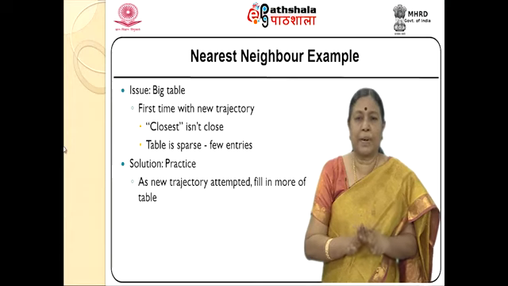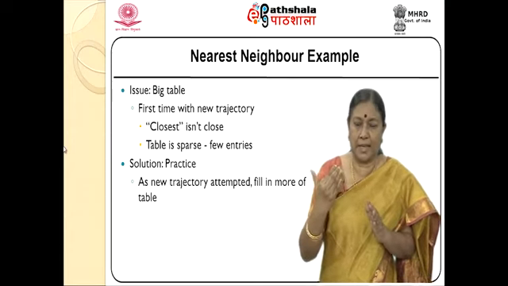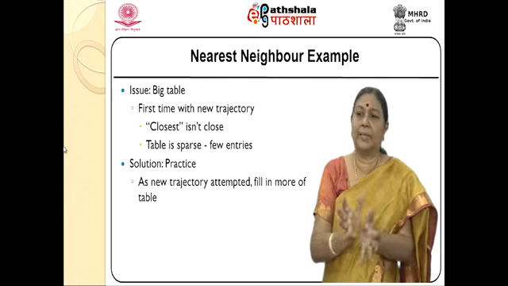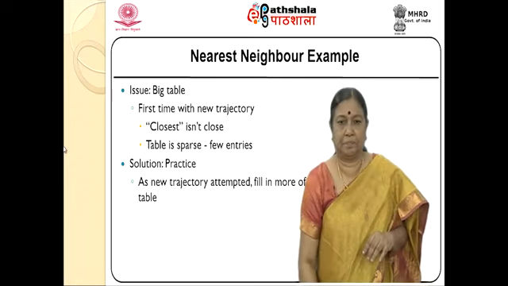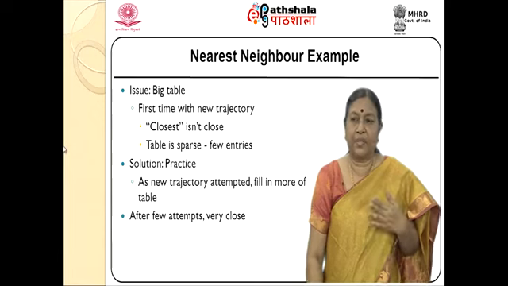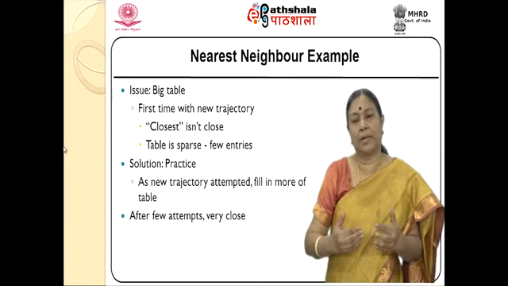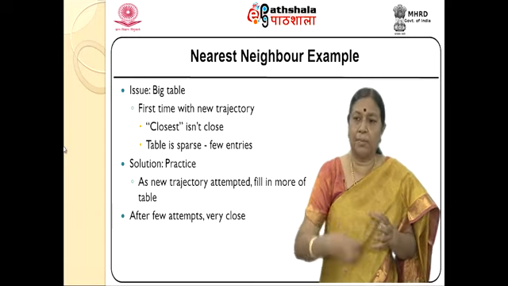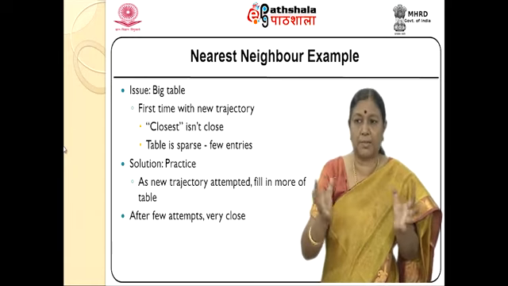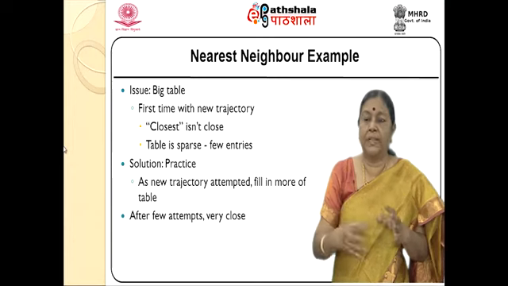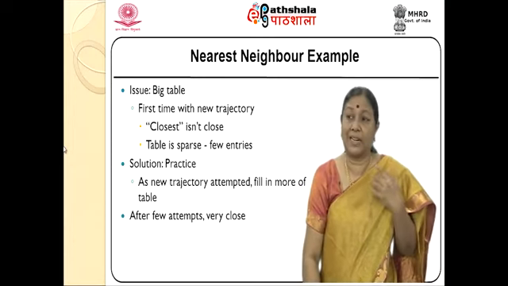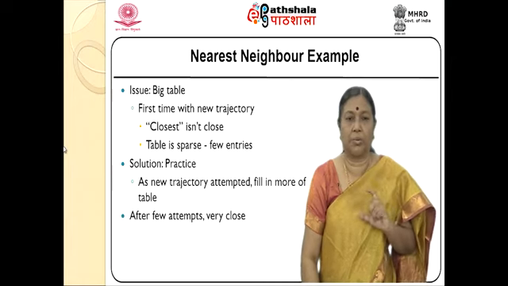So, the solution in practice is, as a new trajectory is attempted, you try to fill in more in the table, so that you have better approximations that you can do later. So, after a few attempts, what will happen? This will become very close. So, that is how it works. When you start off, it will not be very good, but as you fill in data and the table becomes more and more filled, your attempts will be more successful and you will get close neighbors. This is defining the close.